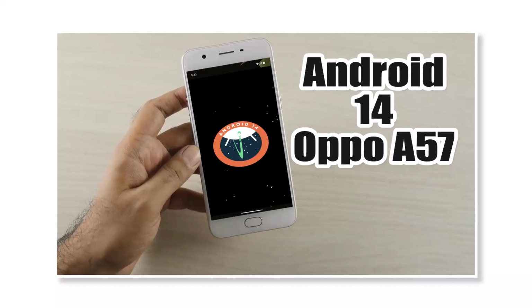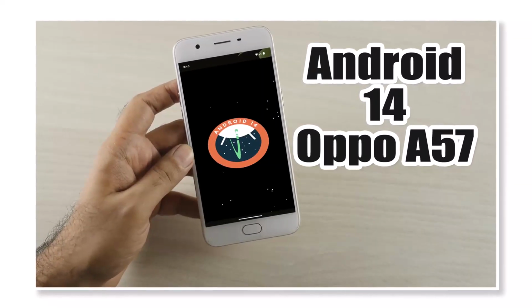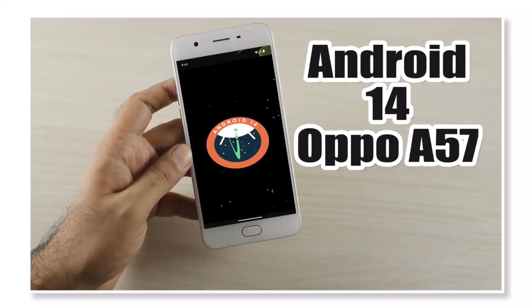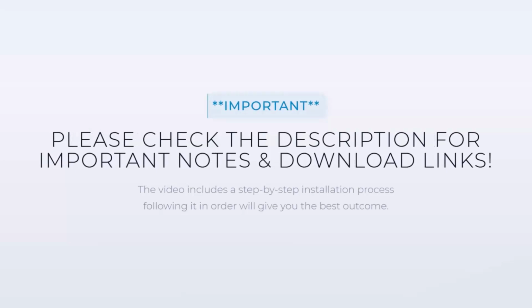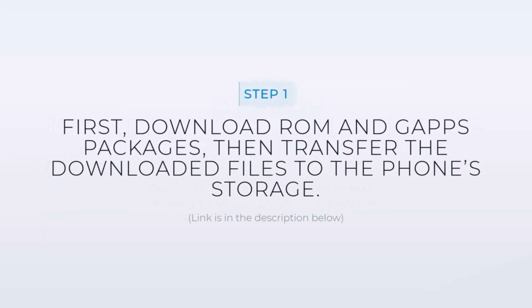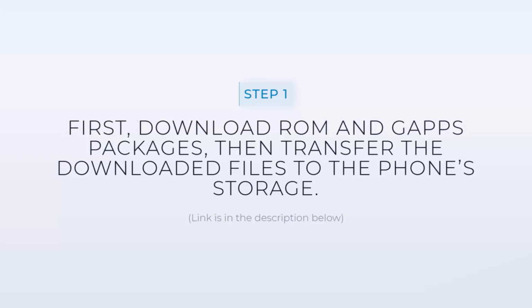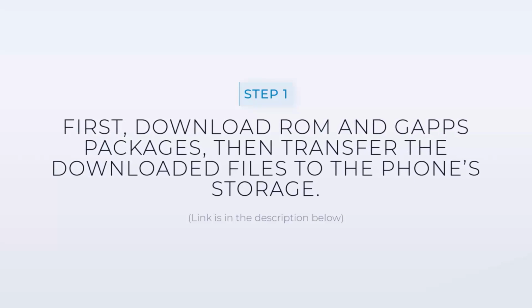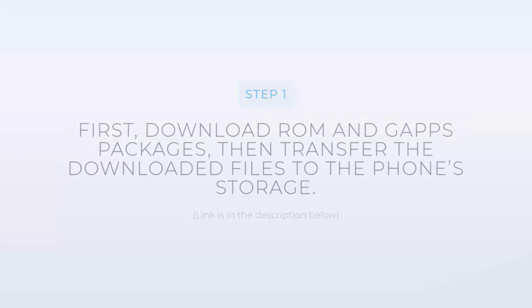Install Android 14 on Oppo A57 via LineageOS 21. Please check the description for important notes and download links. First, download ROM and GApps packages, then transfer the downloaded files to the phone's storage.